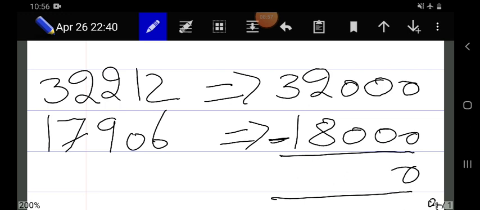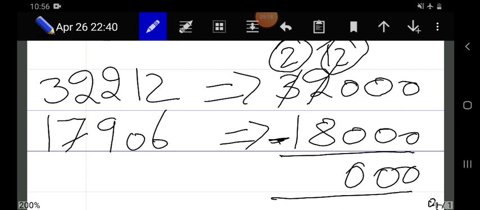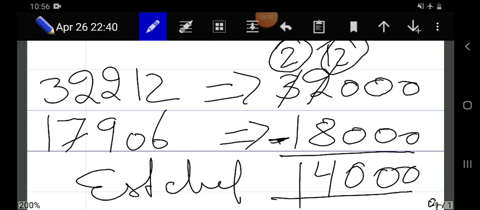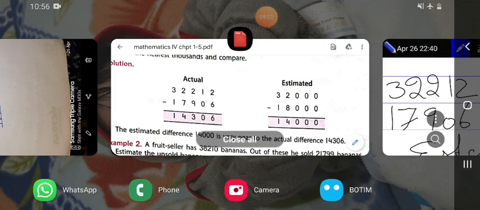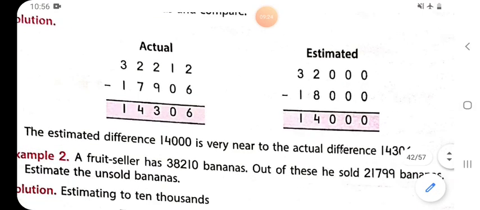0 minus 0, 0 minus 0, 0 minus 0. This is okay. Now 2 minus 8, not possible. So it will carry from its next number, that is 3, and it will become 2, and the 2 will become 12. 12 minus 8 is 4 and 2 minus 1 is 1. So the estimated difference is 14,000. Now let's look back. Is this true?